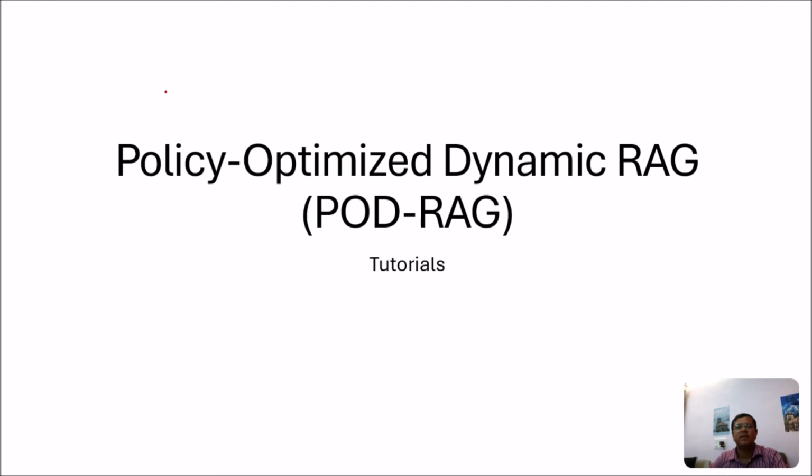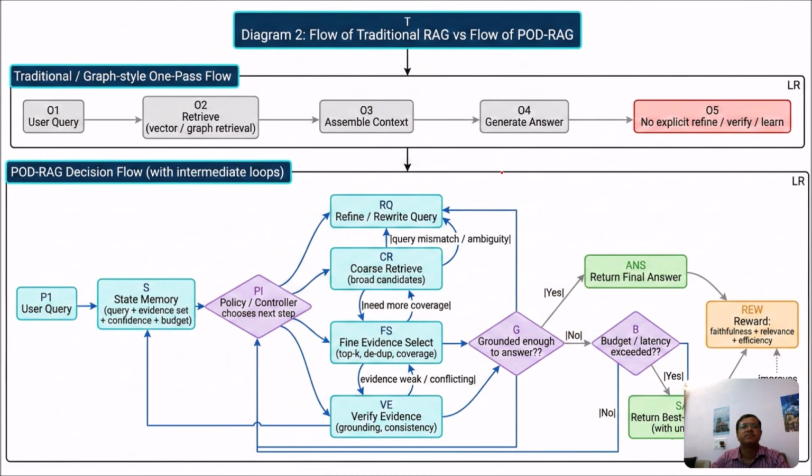Hello, I'm Neeraj. Today I will explain the concept of policy optimized dynamic RAG system. When we use the traditional or graph style one pass flow, we generally face at least three different types of problems. First is that we do not get the chance for explicit refinement, verifications, and learning.